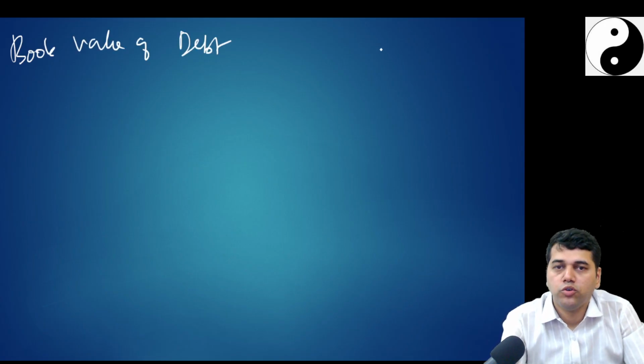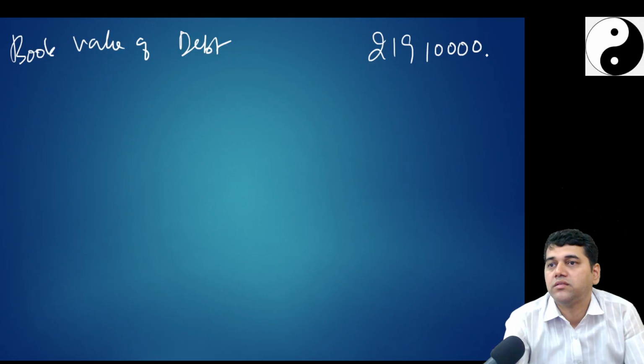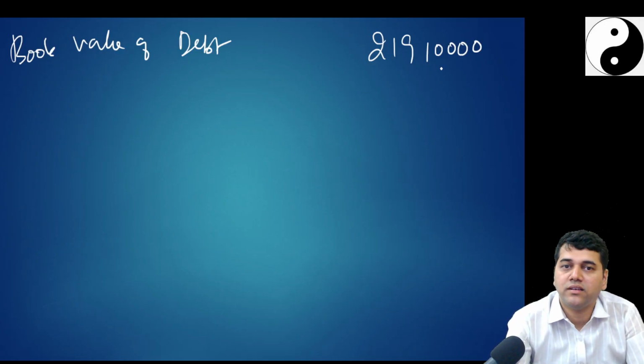So first you write the book value of the debtors. What is your book value of the debtors? Two crore 19 lakhs 10,000. Look at the balance sheet. Total debtors is how much? 2 crore 19 lakhs 10,000.